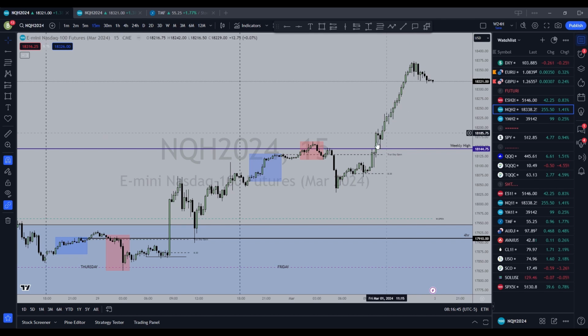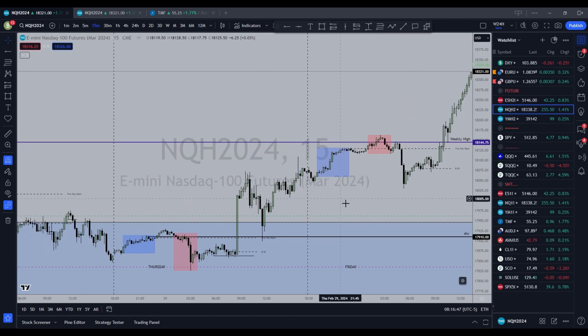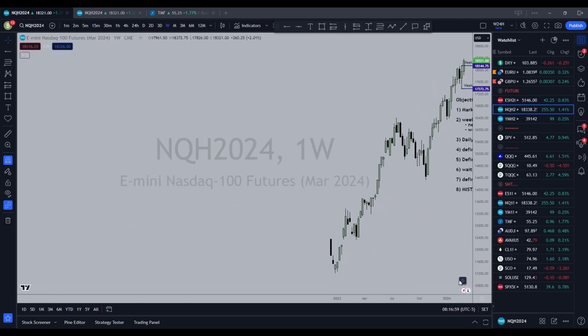Market pushed really high on Friday PM session. So those were, I would say, quote unquote perfect trades for that week. Those were the trades that you wanted to get into because the high time frame bias was on your side. Now, looking at the higher time frame, right?